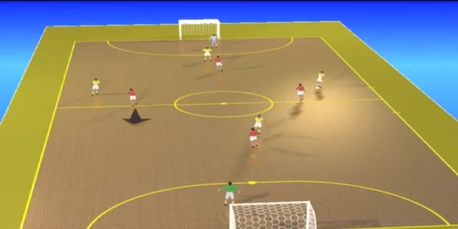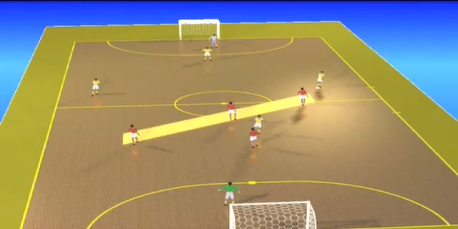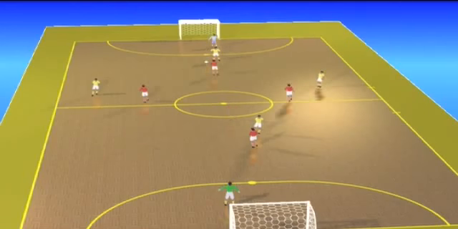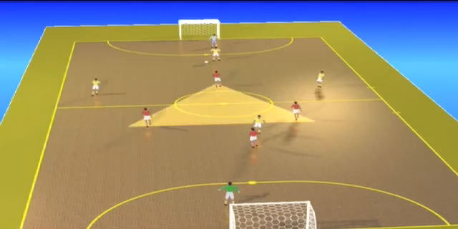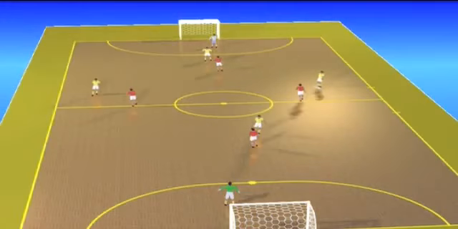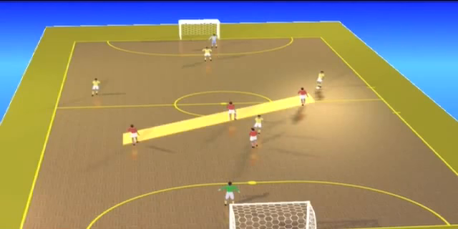The defenders make a diagonal, or triangular coverage. Note that for this coverage, when the ball is on the wing, the defenders form a diagonal.